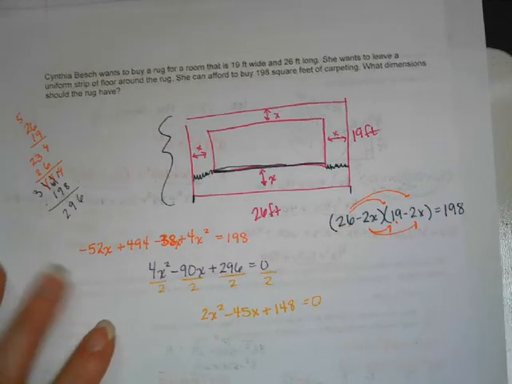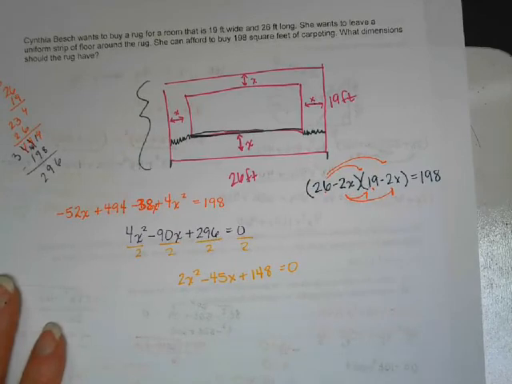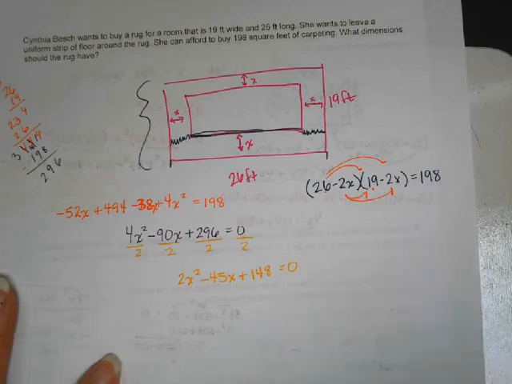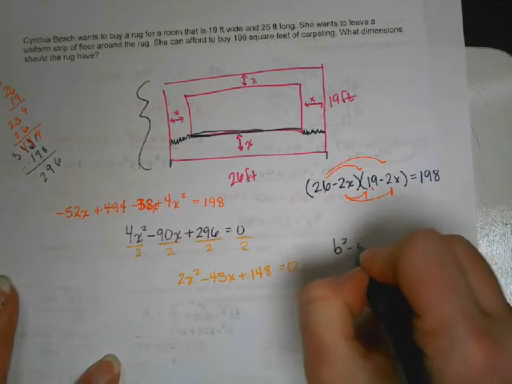We could, if we wanted to, plug it into the discriminant, and that would tell us whether or not it factors. Let's do that. And then we're halfway done with the quadratic formula. So let's do that: b squared minus 4ac.